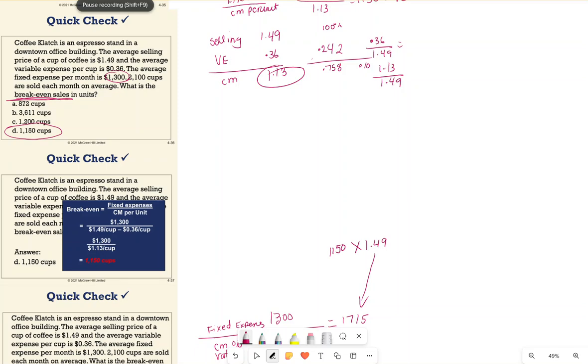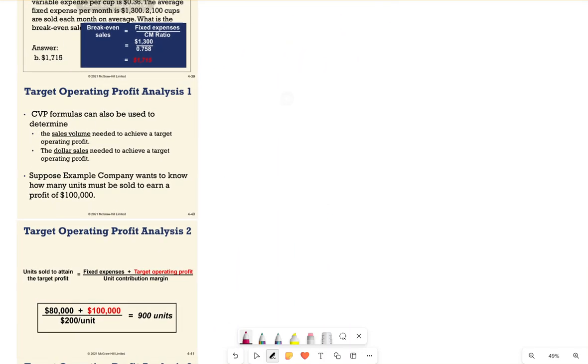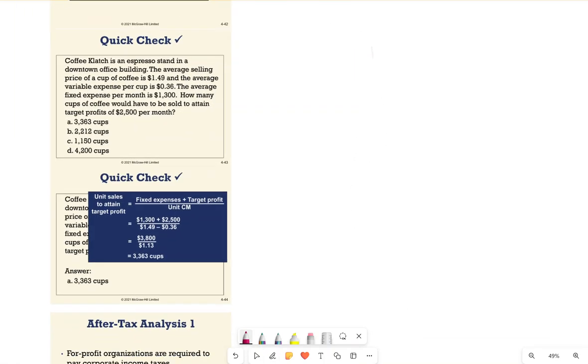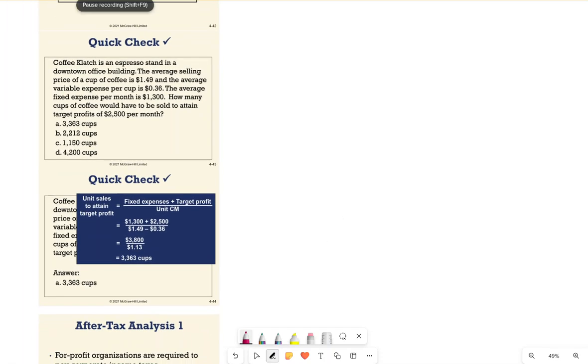Going further, now we wanted to break even. Also, we wanted to make a target profit. So that's what it means. If you want to break even plus make a target profit, we're just going to add the target profit in our formula. Nothing else changes. In order to break even and make 100,000, the company has to sell 900 units. So let's see if we can do the same question that we did. We already know the answer, so in this case I'm just going to go to the answer.